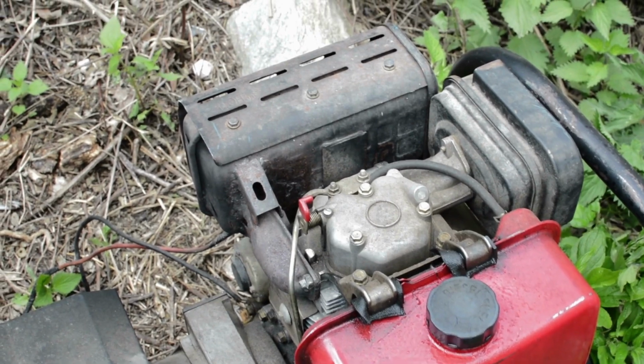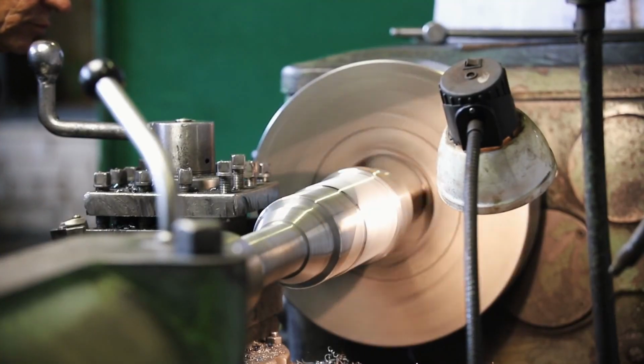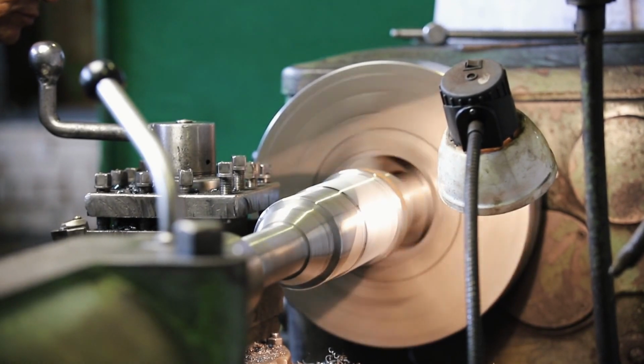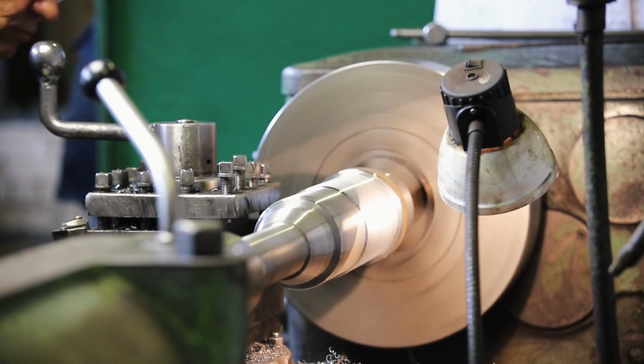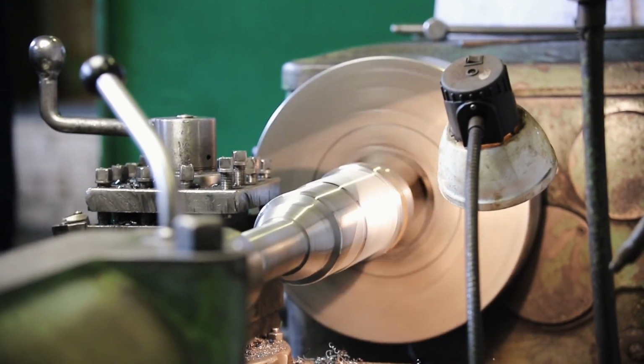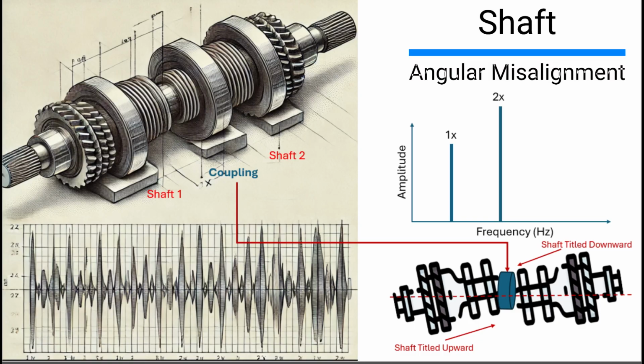Effect: parallel misalignment leads to excessive vibrations and can cause premature wear of bearings, seals, and couplings. Vibration analysis would show spikes at the 1x and 2x rotational speeds, whereas angular misalignment occurs when shafts are at an angle to each other instead of being aligned in a straight line. One shaft is tilted upward and the other downward.